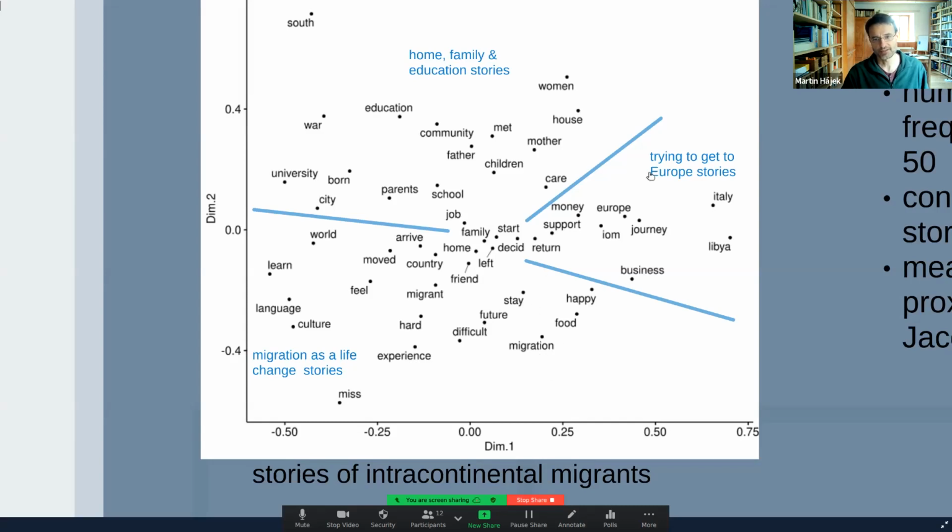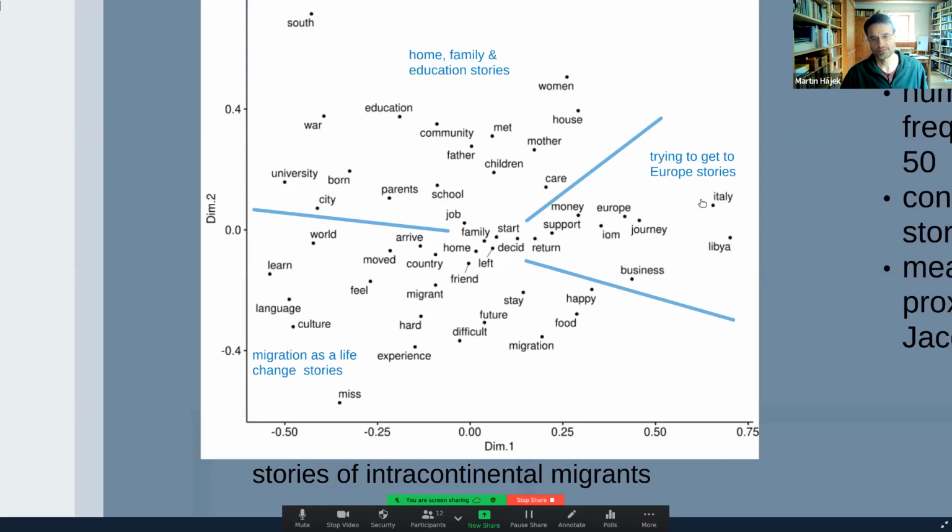So what I would say, there is this cluster of trying to get to Europe, but because it's intracontinental migrants, it's like unsuccessful journeys to Europe, because the migrants from Africa stayed, or they stopped in Libya and they are still in Libya, or they returned home. The word return is in the core, but it's related to this segment. That's why I call it trying to get to Europe stories, because it's not successful getting to Europe stories, because it's intracontinental.